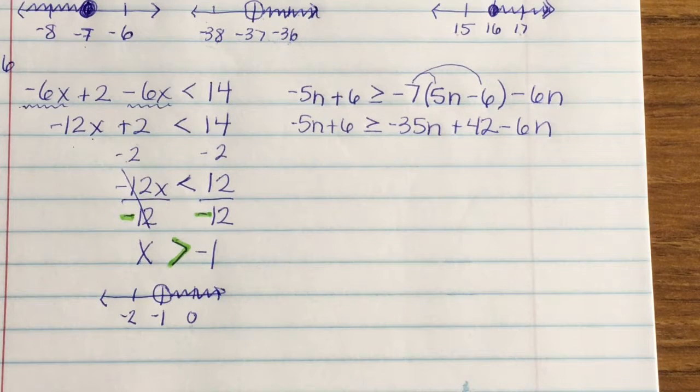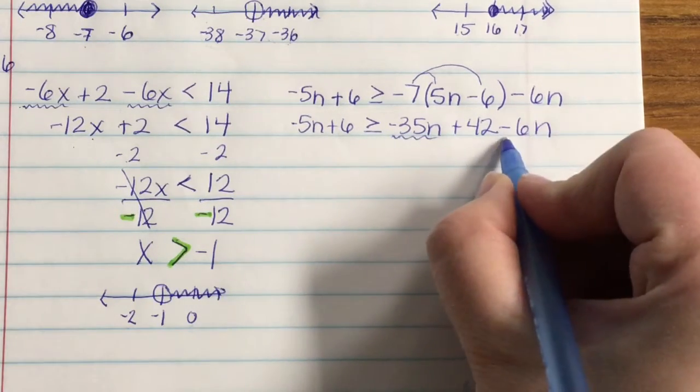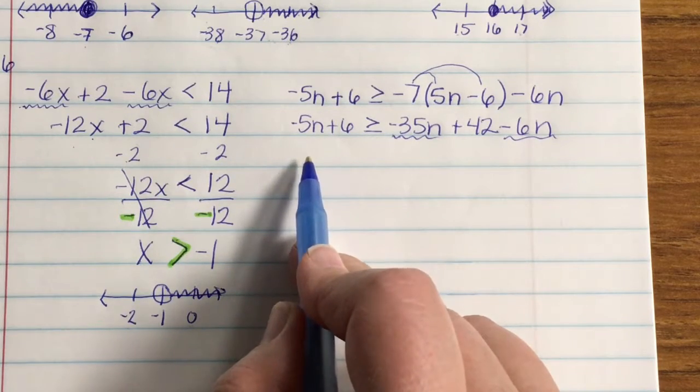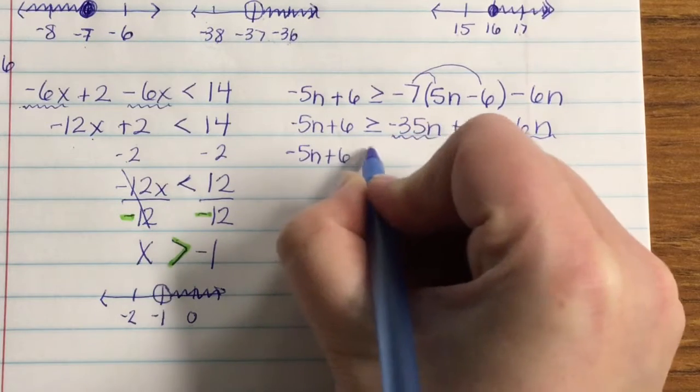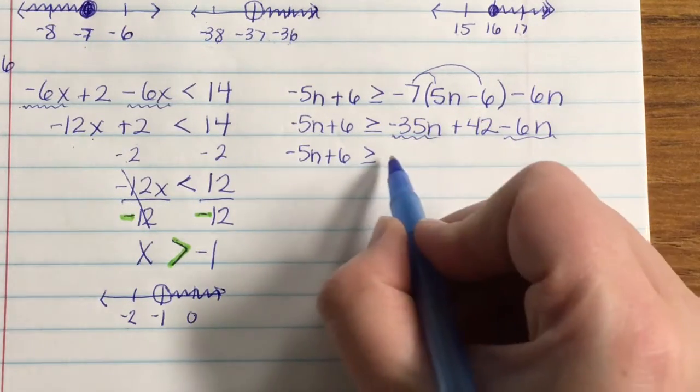Okay. Now what? I would like to combine the like terms. I agree with that one. Do we need to do anything to this left side again? No. So I'm still going to write it again just so it stays with us. And then negative 35 plus negative 6. What's that?